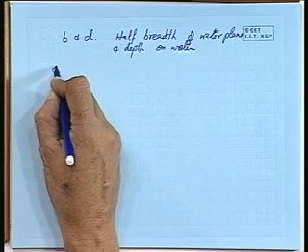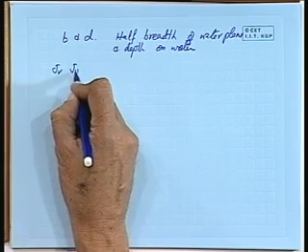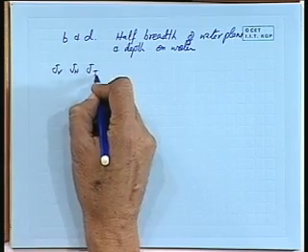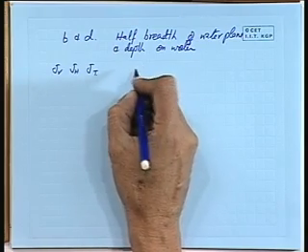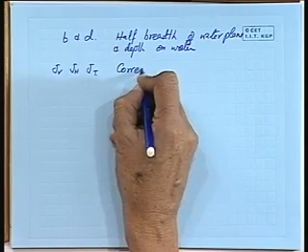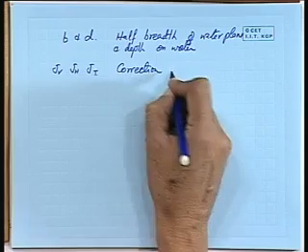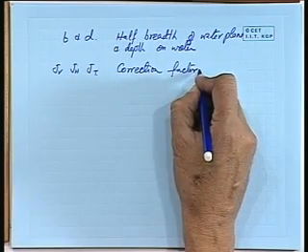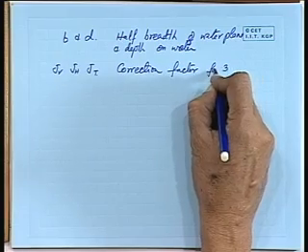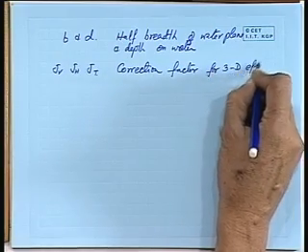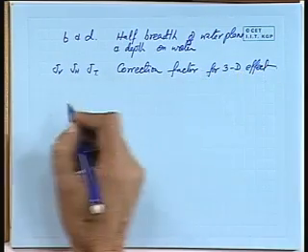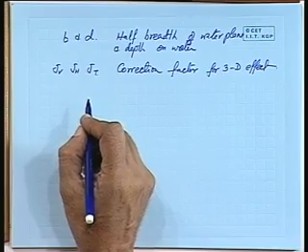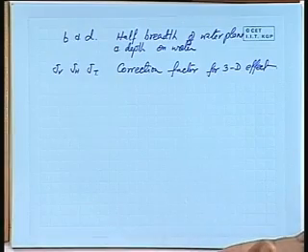Then what? JV, JH, JT are correction factors for 3D effect. Okay, that's all.